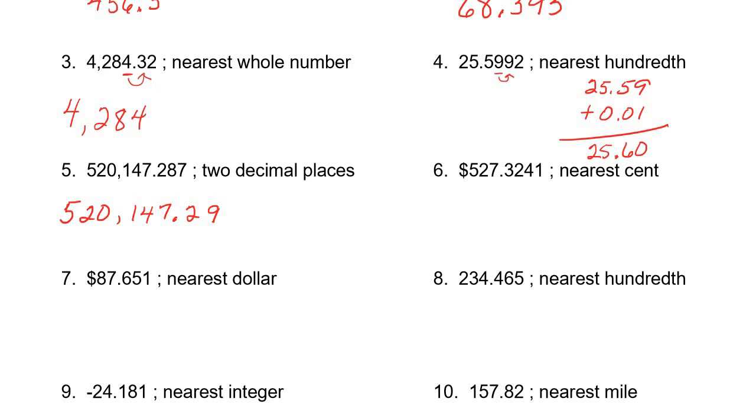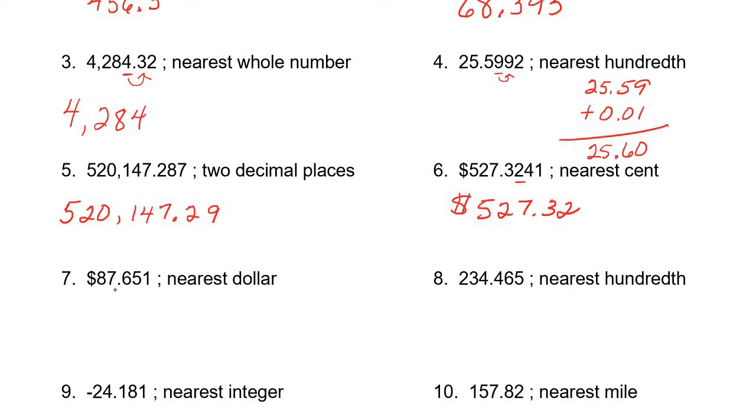Problem number 6, we're asked to round to the nearest cent. And since the value that I have here is in dollars, cents is going to be 2 places past the decimal. So this 4 is going to tell the 2 to stay the same. So that's $527.32.